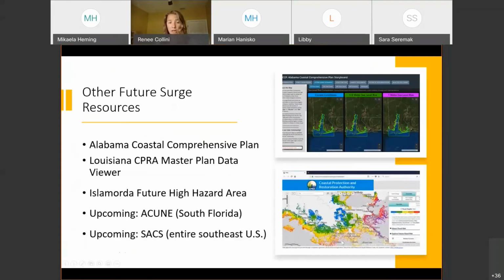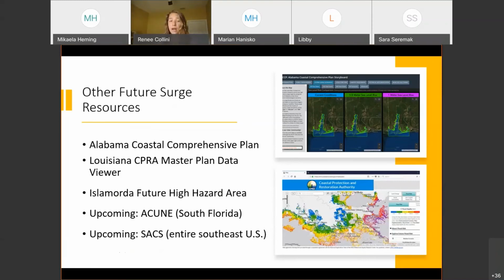And then there are not very many models that show changes in storm surge. There are more of them coming, but there's just not a lot that exists right now. The Alabama Coastal Comprehensive Plan has a map viewer that has that. And again, they have different types of storm surge. They have smaller storms with sea level rise. And then again, the Louisiana CPRA Master Plan data viewer, I'm almost positive has future storm surge. I kind of rolled the dice on that one. Then there's also for Isla Mirada and the Keys, a specific map viewer that looks at how their future high hazard area will change as storm surge changes with sea level rise.